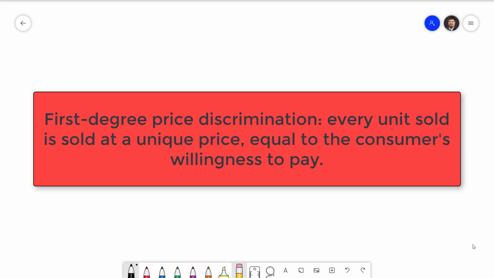First-degree price discrimination is the most extreme form of price discrimination. This means that firms have full information about willingness to pay and can charge accordingly. This is so granular that they can charge a different price for every single unit that they sell. As such, first-degree price discrimination is also called perfect price discrimination. It's the most effective form of price discrimination, but it's also the most difficult to do.